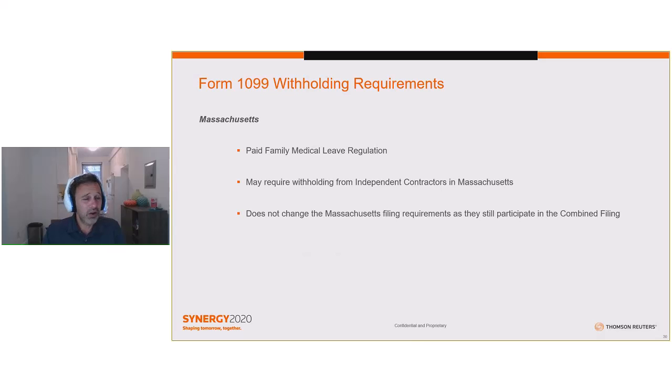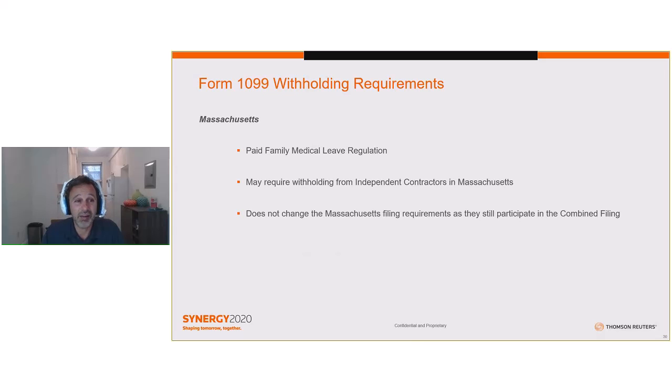One other 1099 withholding requirement is Massachusetts. In the last few years it passed a law on paid family medical leave. This was really for employees. There is a mandatory requirement for the employer to fund paid family medical leave programs in the state. Although the ultimate liability is on the employer, they may pass a portion of the payment on the paid family medical leave to employees.